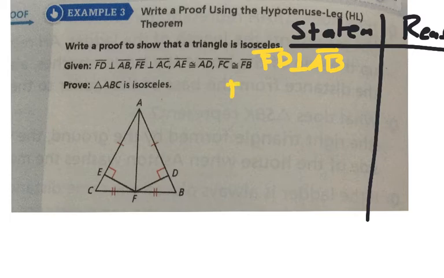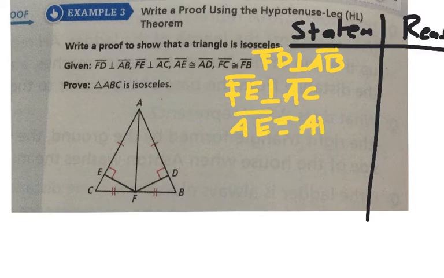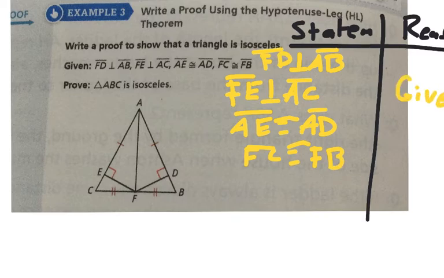We also know that where FE and AC meet, we should have a right angle. So I'm looking at FE and AC. They've already got that for us here. And let's see, what else do they tell me? They tell me that AE is congruent to AD. They have that marked for me. And they tell me that FC is congruent to FB. And they already have that marked for me. And all of these reasons are given. That's all one statement.